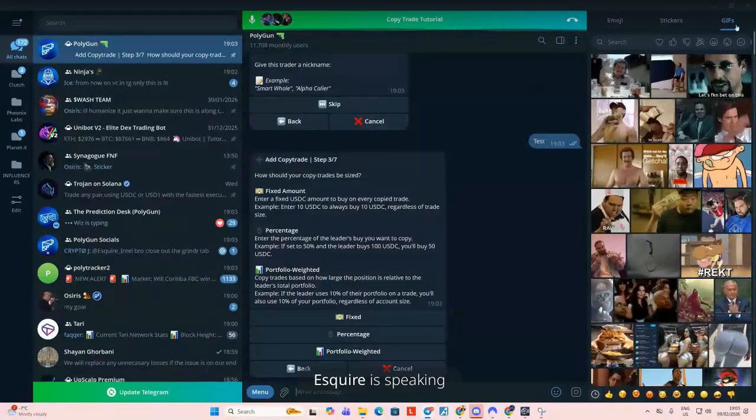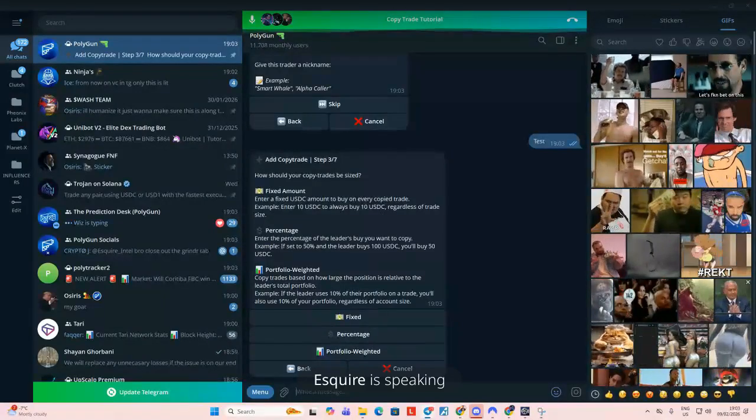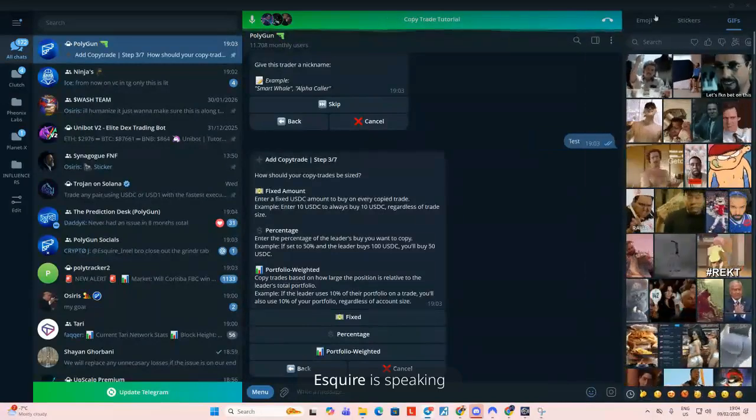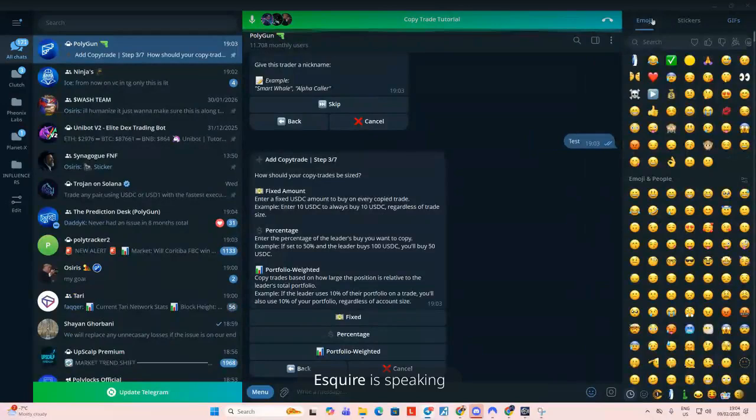So for me, I'm always looking at a couple things. Number one is, am I going to be mimicking the action that they're taking? Or are one of these tools going to increase my probability of success? So if you have a smaller account, it's hard to mimic a $1 million portfolio if you only have $100, right? So you're likely going to be restricted to fixed percentage, which basically takes a percent of the leader's buys, and portfolio weighted.